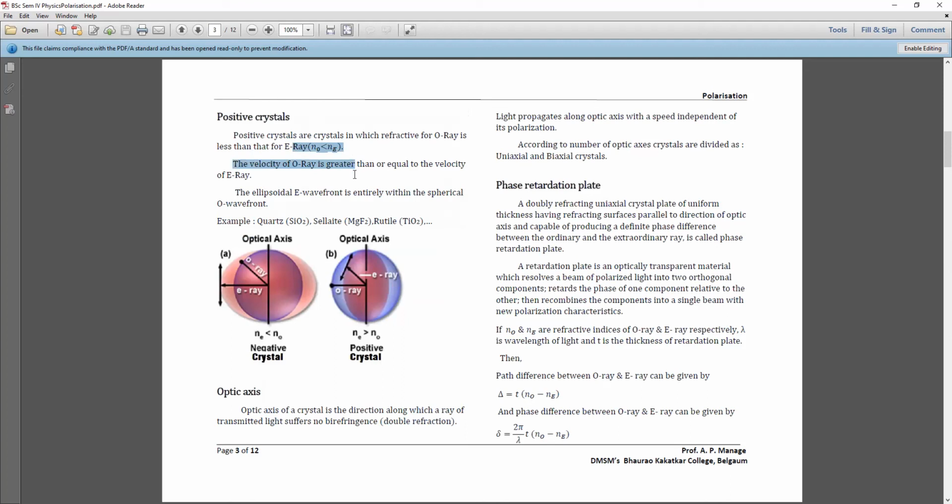Okay, so here we can modify the formula. The velocity of the ordinary ray is greater than or equal to the velocity of the extraordinary ray, because it is equal at the optic axis. The examples for this positive crystal: quartz, rutile. You note these two. These are the main two crystals, quartz and rutile. And others are cellite, MgF2, TiO2. Okay, you note these, and if you have time, you note the diagram also.